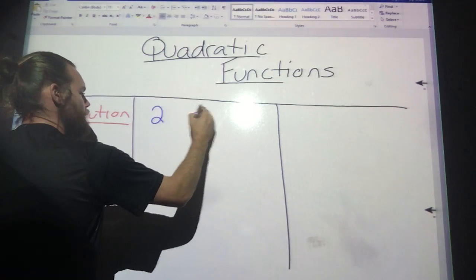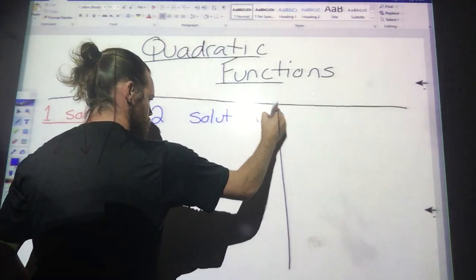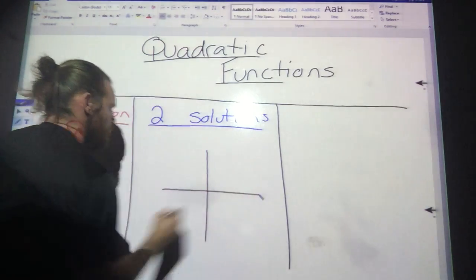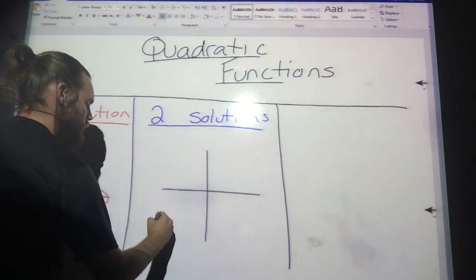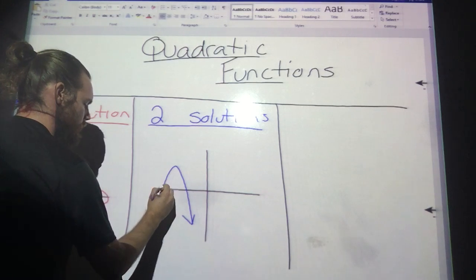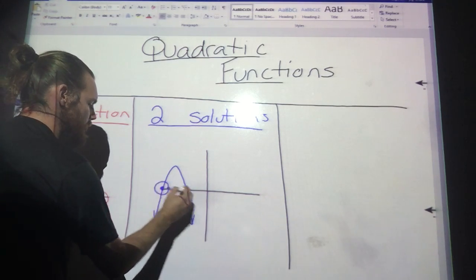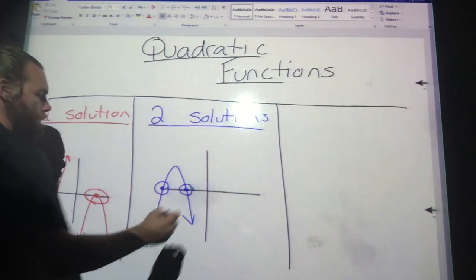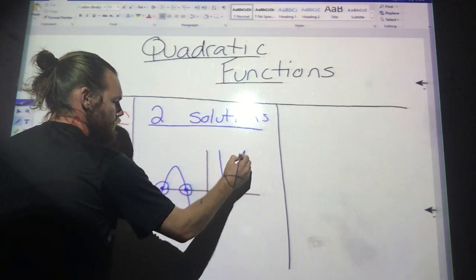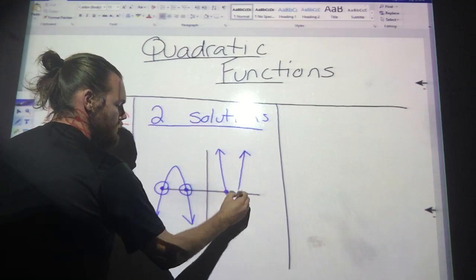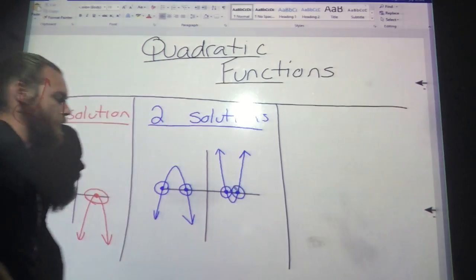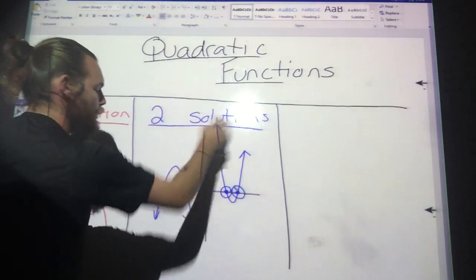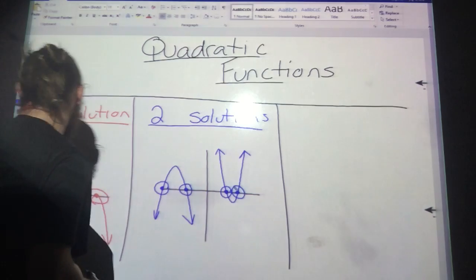You can also have two solutions. It's basically the same thing, except now your parabola is going to cross the x-axis twice. So there are your solutions, the x-intercepts, where the parabola crosses your x-axis. Again, just another example. Two times because it crosses over the x-axis twice. One solution where it sits on the x-axis, two solutions where it crosses and hits twice.